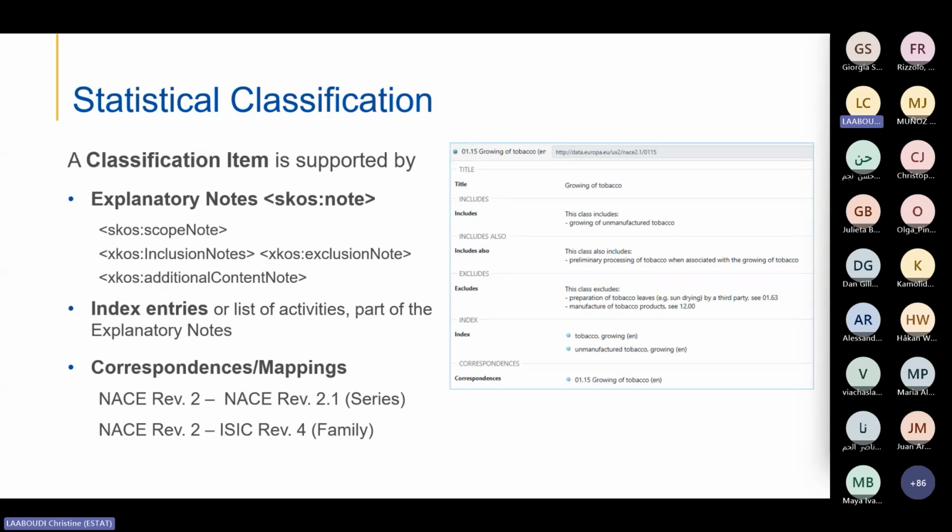So we are now customizing the view of the NACE classification, and you can see that here we have replaced the XKOS and the SKOS properties by meaningful terms.